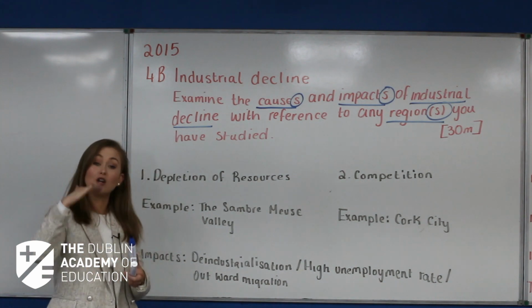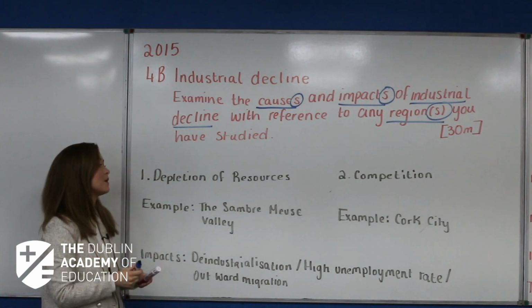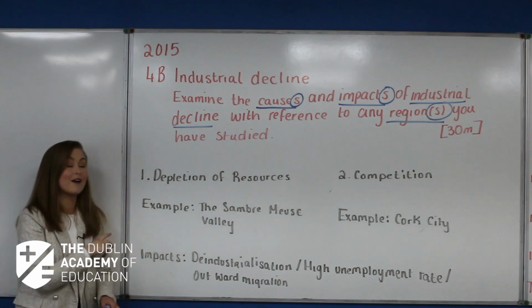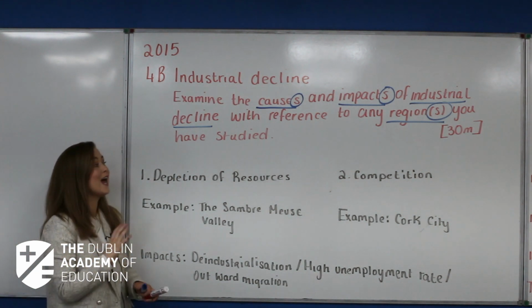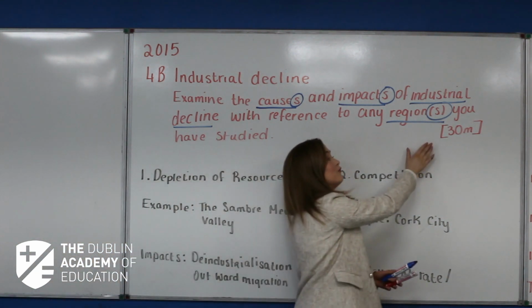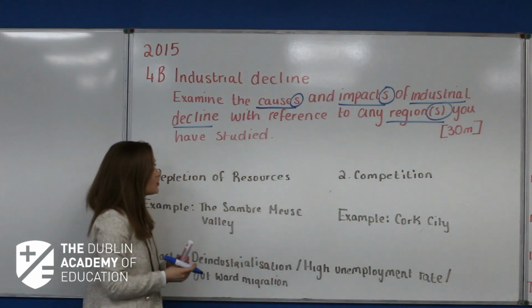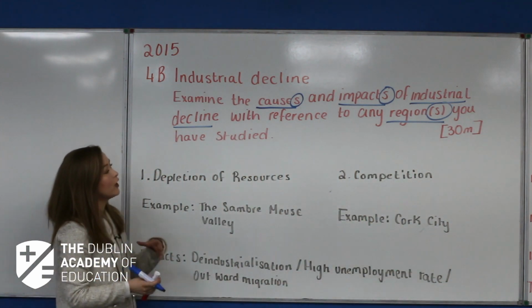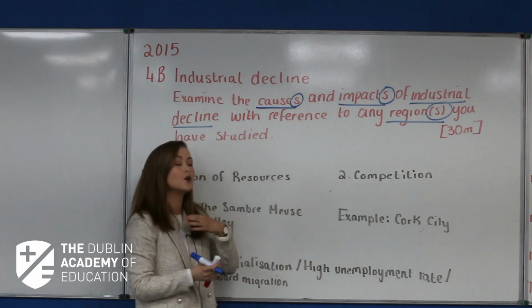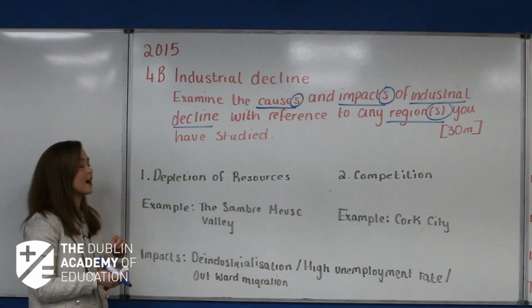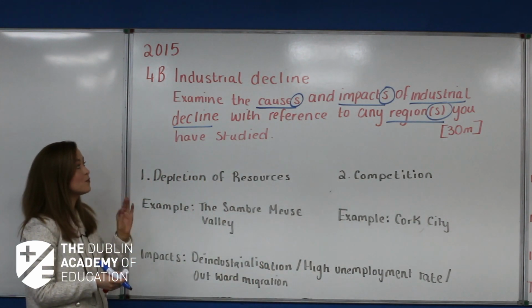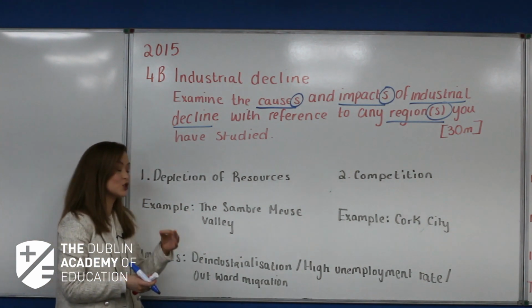Now, if you have a look down through that 2015 marking scheme and you apply what I have on the board here, you're going to pick up 10 out of your 30 marks very, very easily. So what your examiner is looking for, first of all, is causes, so more than one. Notice the S there. They're asking for causes of industrial decline.